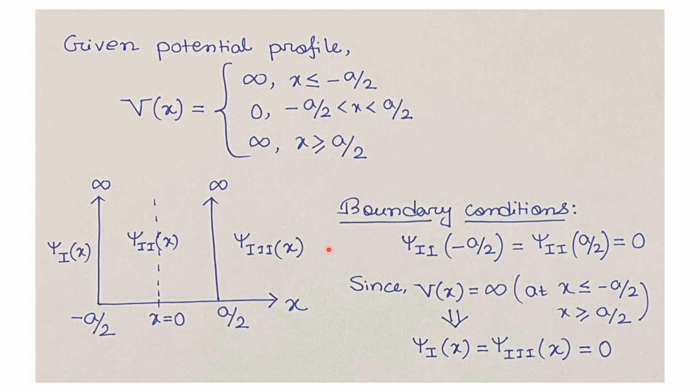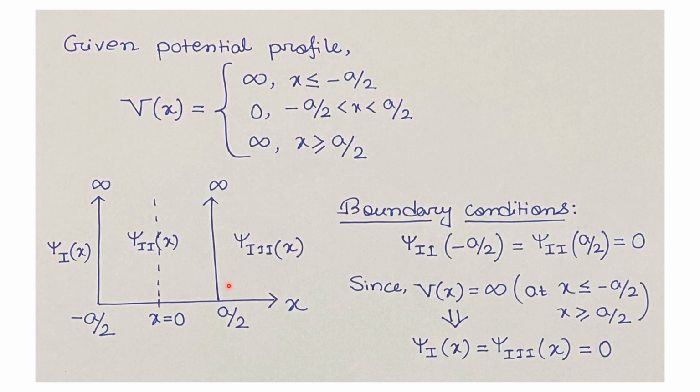Now the boundary conditions for this problem are given by psi 2 at x equals minus a by 2 equals psi 2 at x equals a by 2 equals 0. This is because in the first and third region the potential is infinity, so no particle wave function can exist in the infinite potential region. So psi 1 of x and psi 3 of x should be 0.